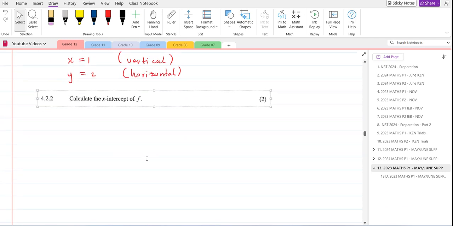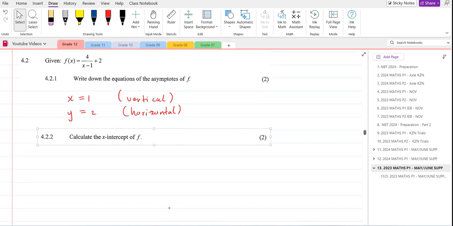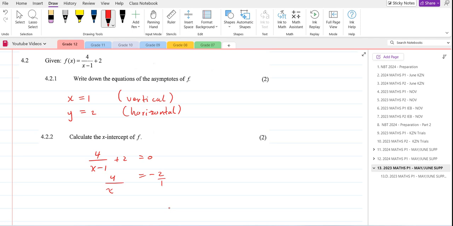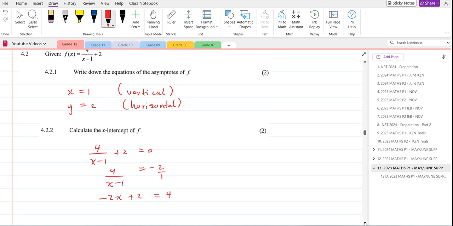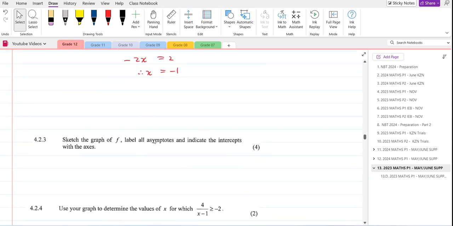Calculate the x-intercepts of f. How are we going to calculate the x-intercepts of f? We're going to make y equal to 0. So if you make y equal to 0, you got 4 over x minus 1 plus 2 is equal to 0. Take the 2 over, you got minus 2 over 1, then cross multiply. So you got minus 2x, minus 1 times minus 2 is plus 2, and 1 times 4 is 4. So minus 2x is equal to 4 minus 2, which is 2. Therefore, x is equal to negative 1. I hope you guys are understanding. So that's the x-intercept of f.